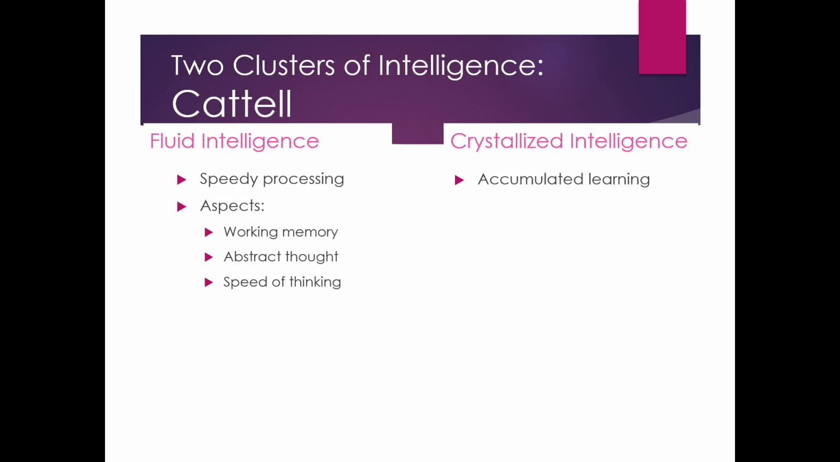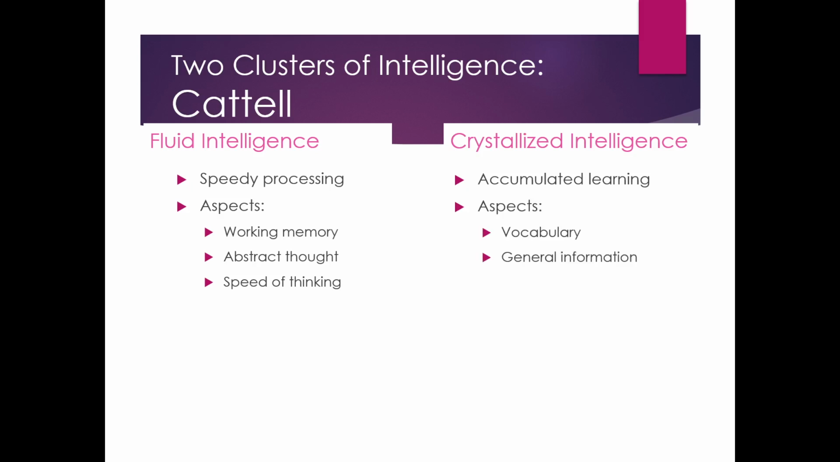Abstract thought is another aspect of fluid intelligence. So that thing that Piaget said we all achieve in adolescence, this ability to think abstractly. Cattell said that's part of fluid intelligence. And then the overall speed of thinking, like how quickly you can come up with answers, or how quickly you can define a word, or how quickly you can add two numbers together. That speed he thought was part of fluid intelligence.